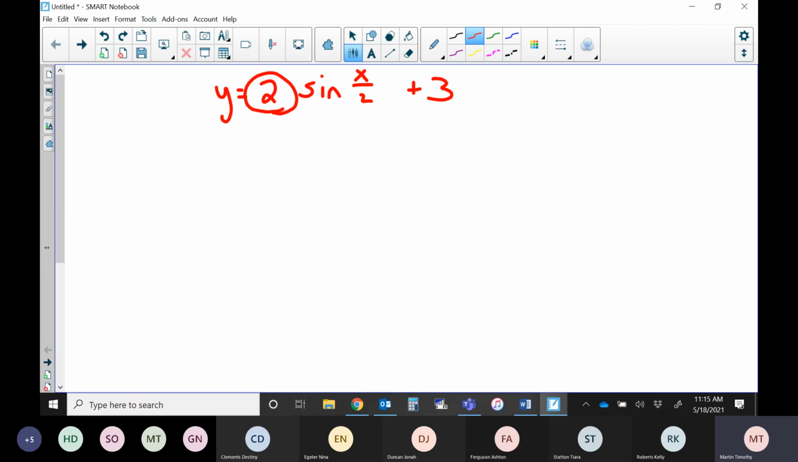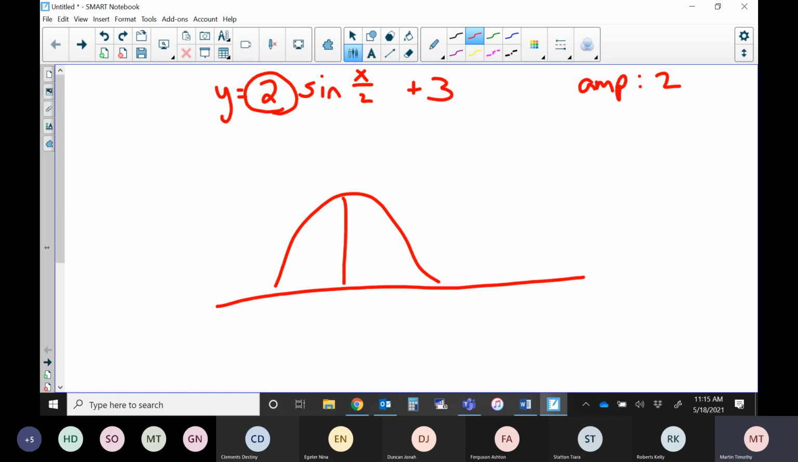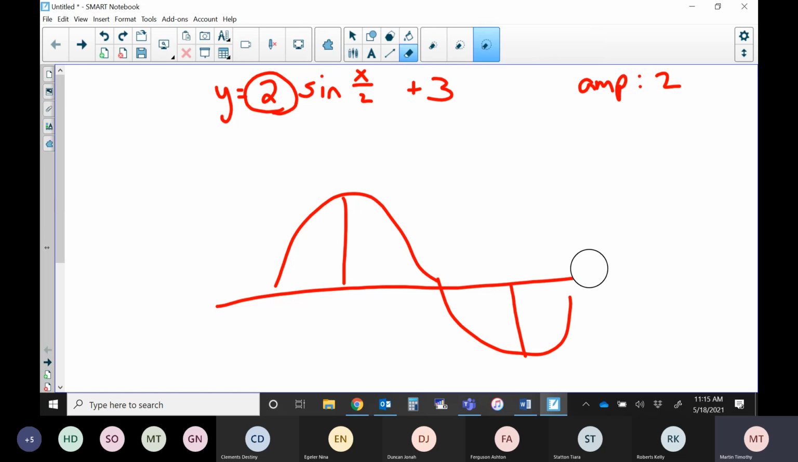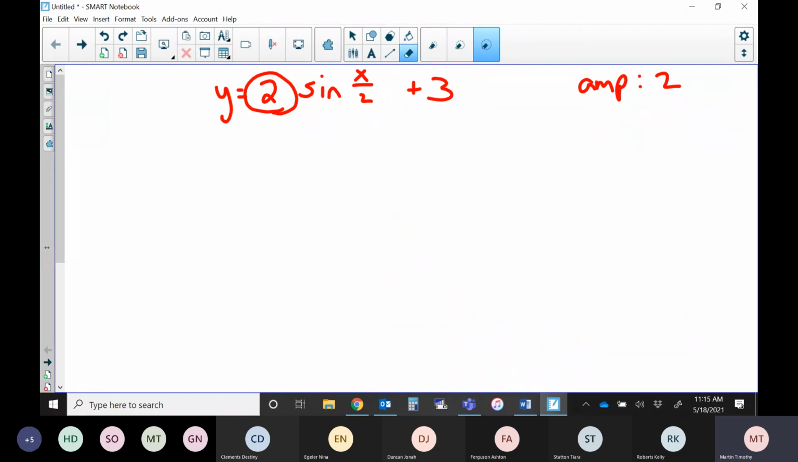This would affect my amplitude. So my amplitude is no longer 1, it's going to be 2, which changes the distance from my midline to my max, and it changes the distance from my midline to my minimum. That's what the amplitude is, that's what I focus on. I go, okay, that's changed just a little bit, it's by 2.